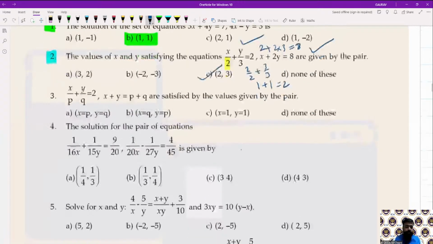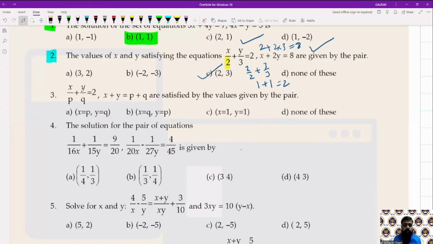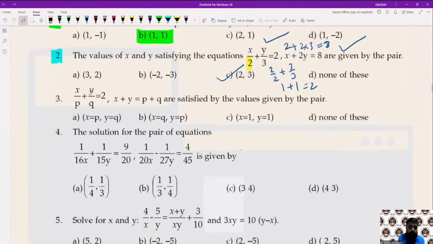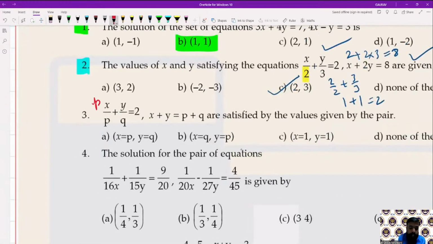That's nice. So now let's try the third one. This time again the same hint is there: X upon P plus Y upon Q. So X and Y should be P and Q or their multiples. So simply put the values of P and Q. If X is P and Y is Q, then P by P is getting cancelled. What is left? 1. Q by Q is cancelled, 1. So 1 plus 1 will become 2. Therefore, option number A will be correct.